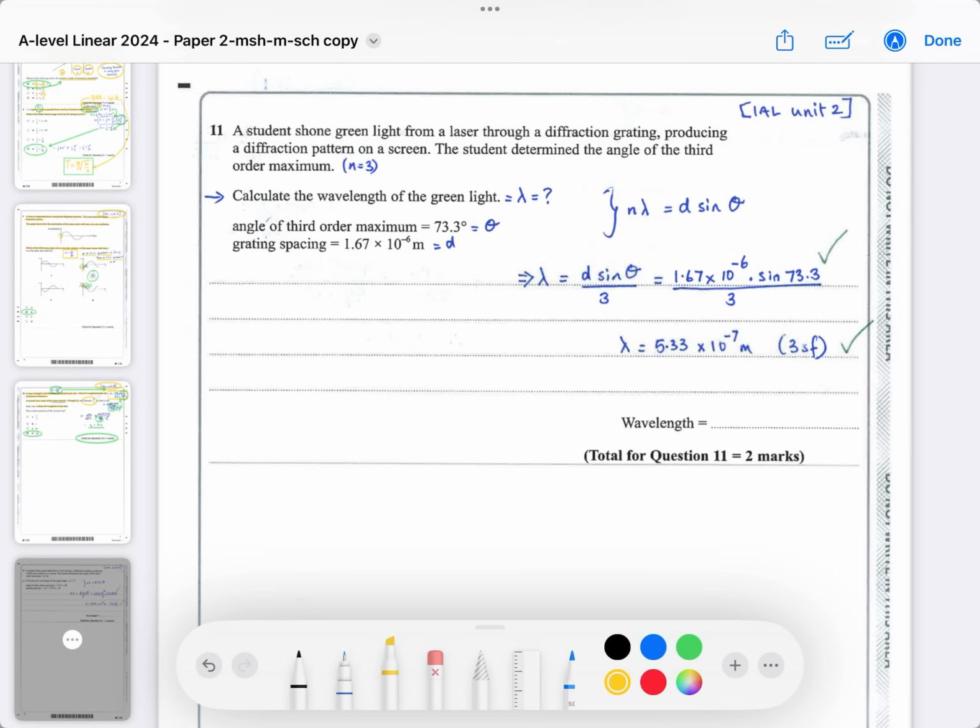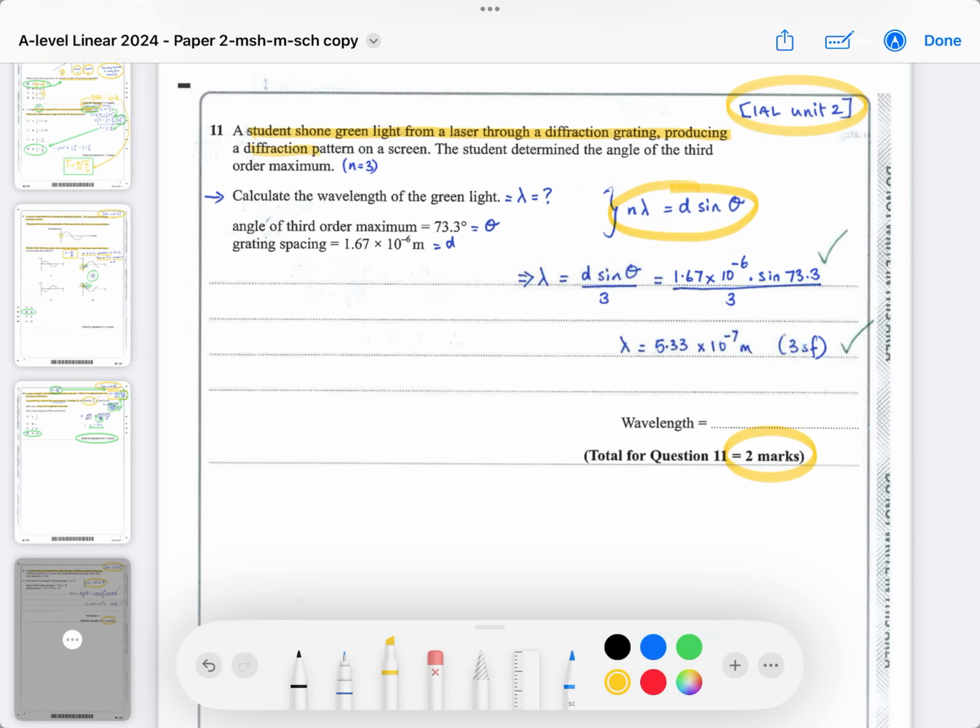Okay, the next question is from Unit 2. So these are short structured questions, 2 marks. It looks like you just have to use an equation. A student shone green light from a laser through a diffraction grating. So again, it's n lambda equals d sine theta. Very common question in both exams.